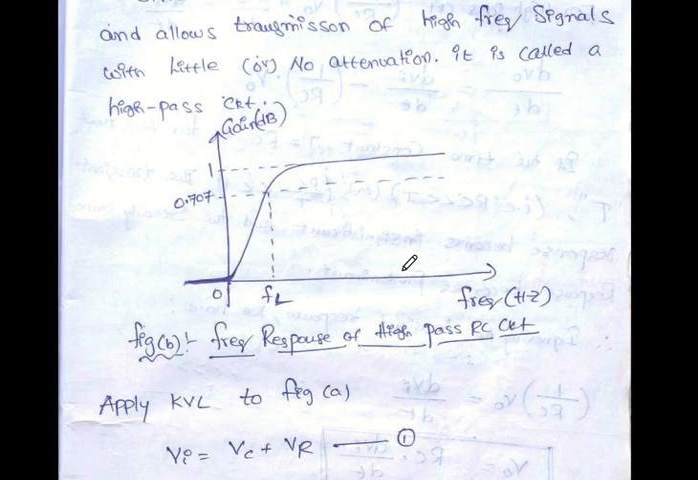So from this circuit it is clearly observed that the circuit allows all the high frequency components without any attenuation and attenuates all the low frequency components. Hence it is named as high pass RC circuit, and this represents the frequency response of the high pass RC circuit. On the x-axis it is frequency, on the y-axis it is gain. Here 1 represents the maximum output response, and 0.707 represents the amplitude of the output response at the lower 3 dB frequency. FL represents the lower 3 dB frequency.